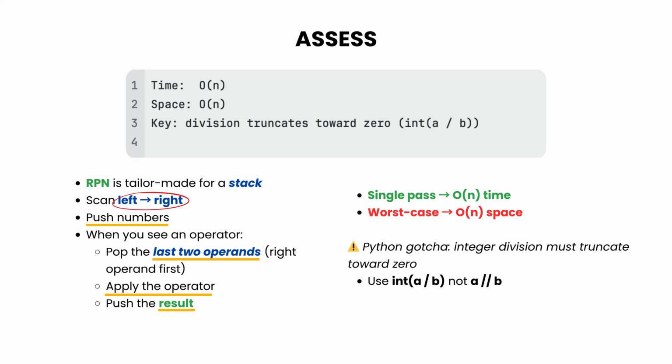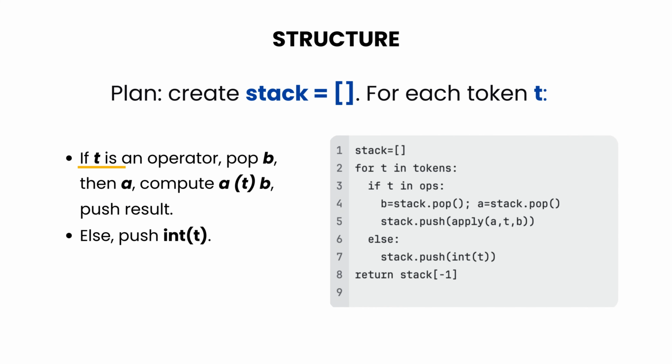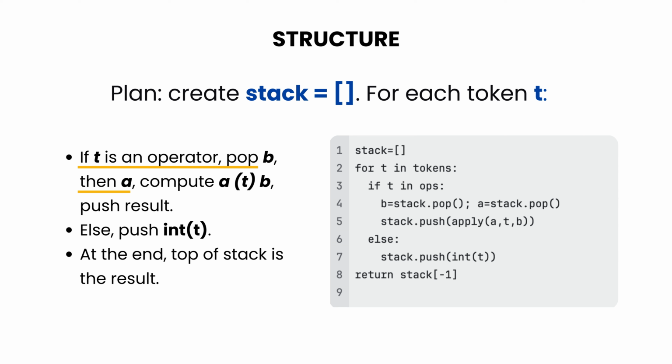Watch the Python gotcha. Integer division must truncate towards 0, so use int(a / b), not a // b. Plan. Create a stack. For each token t, if t is an operator, pop b, then a, compute a t b, push the result. Else, push int(t). At the end, the top of the stack is the result.